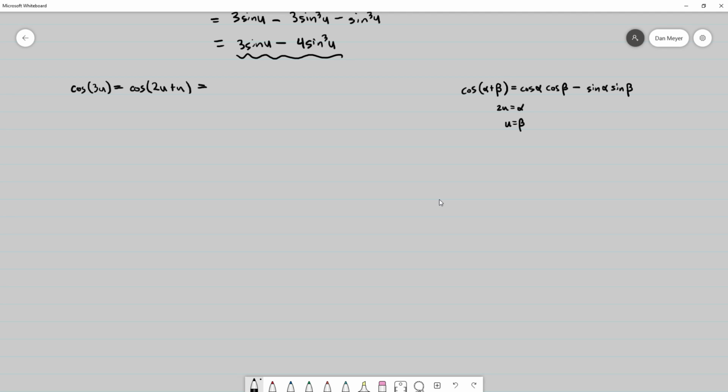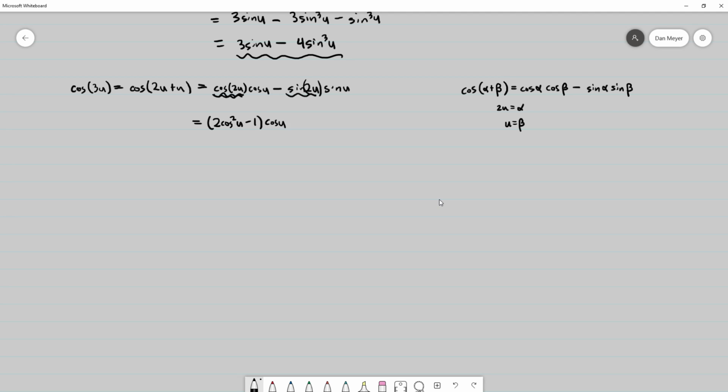So we have cosine of 2u cosine of u minus sine of 2u sine of u. And just like in the last problem, we can apply double angle formulas for the cosine term and the sine term. So let's go ahead and do that. When I use the double angle formula for cosine, I'm going to use the one that looks like 2 cosine squared u minus 1, because I want to head towards something that just involves cosines, if that's possible.